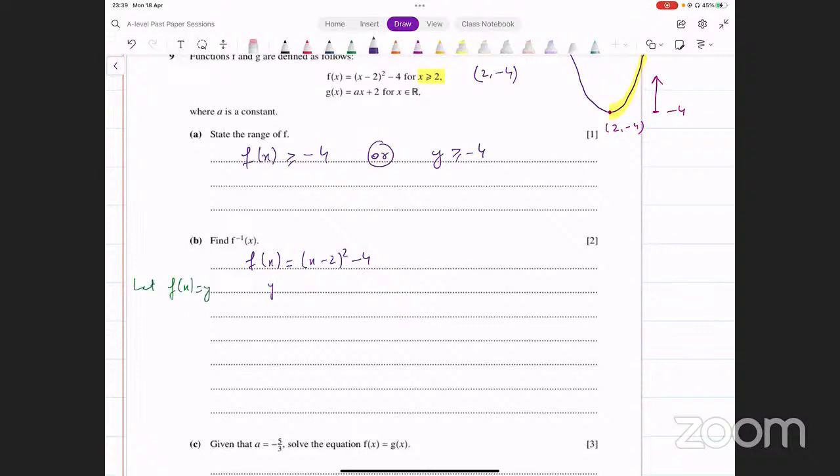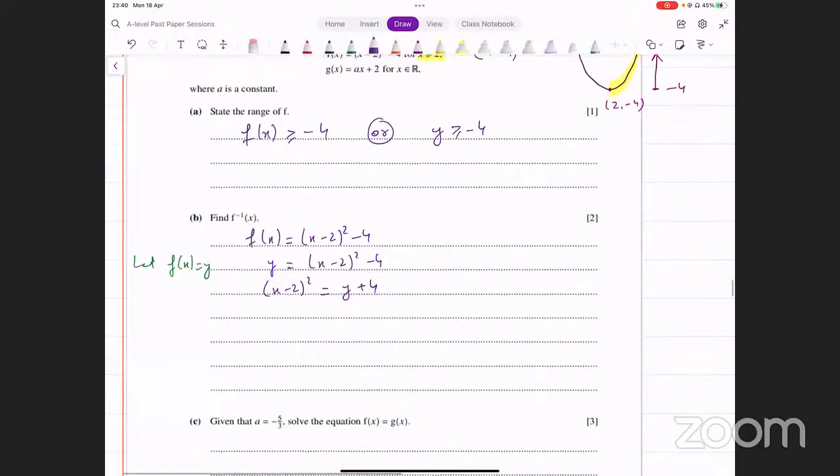इसको आपने y से replace कर दिया. You get y equals (x minus 2) whole square minus 4. And that gives you (x minus 2) whole square equals y plus 4. You have to make x the subject now. Now for that, you'll take square root on both sides.